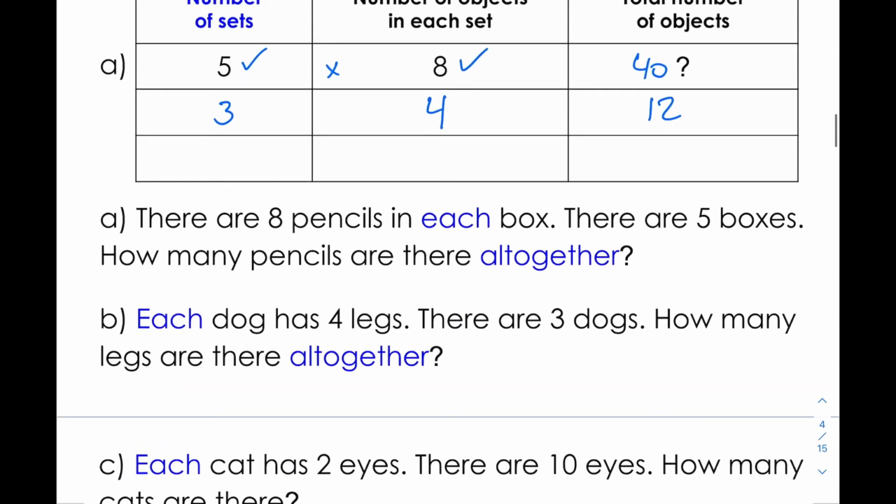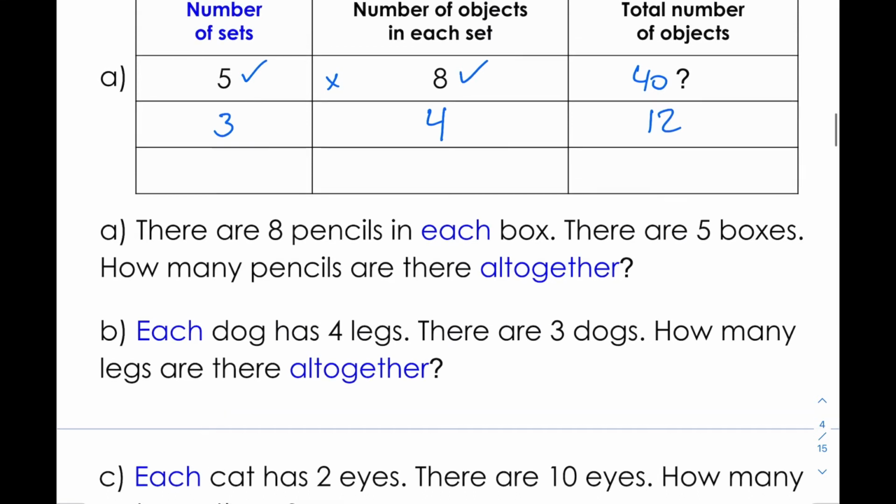Question C, each cat has 2 eyes. There are 10 eyes. So now we have the total number of objects, 10 eyes. The number in each set, well, there's 2. And the missing number is how many cats, how many sets. So if we were to go backwards, we can use division. 10 divided by 2, which is basically how many times does 2 fit into 10, and that would equal 5. There are 5 cats altogether.